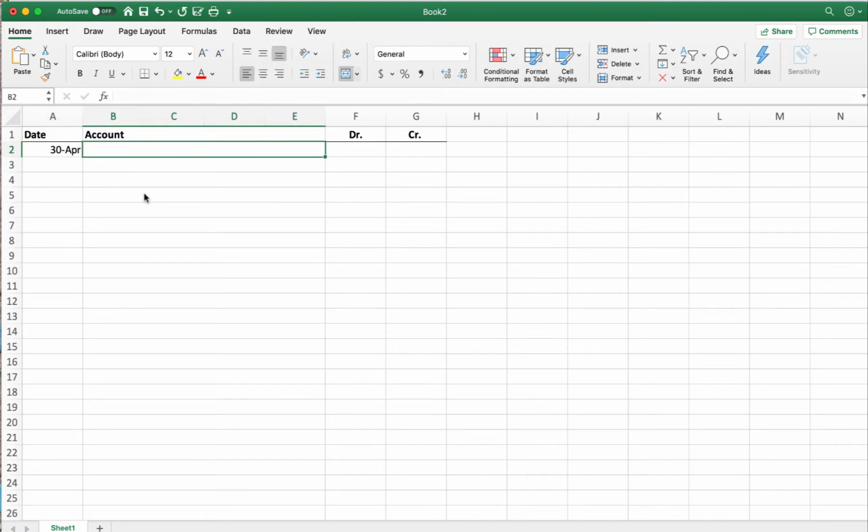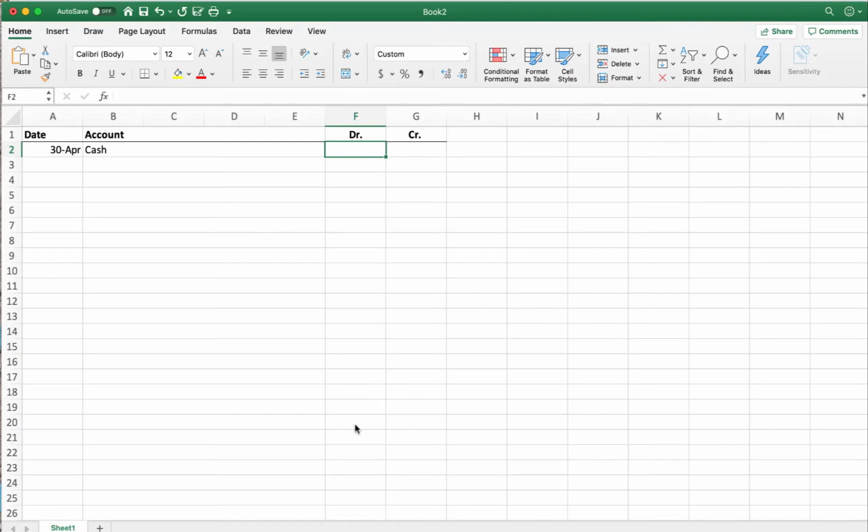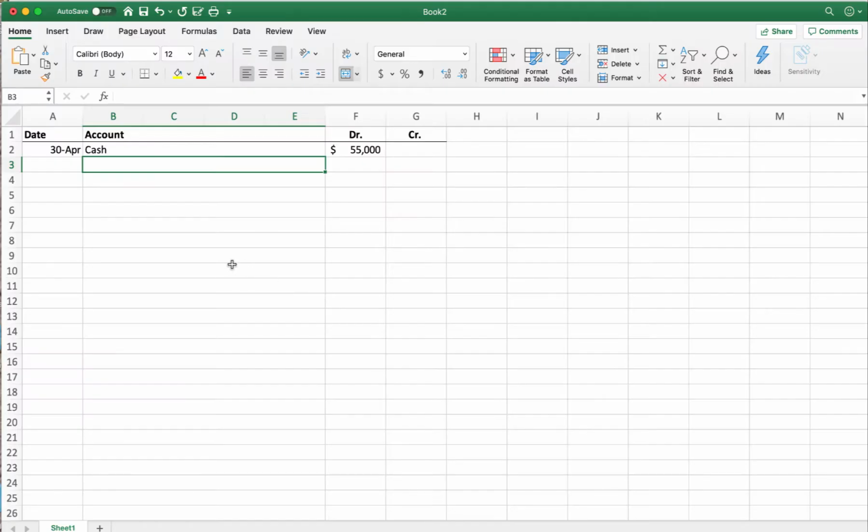First thing we need to recognize is we get cash. The problem tells us we got $55,000 in cash. So I'm going to debit $55,000 cash. The next thing I'm going to do is get everything off. Let's start with the accounts receivable. I need to get the accounts receivable off the books. I'm going to come down a little bit because I'm going to leave room for our debits here, because remember, debits always go first, credits second. So we need to credit our accounts receivable.